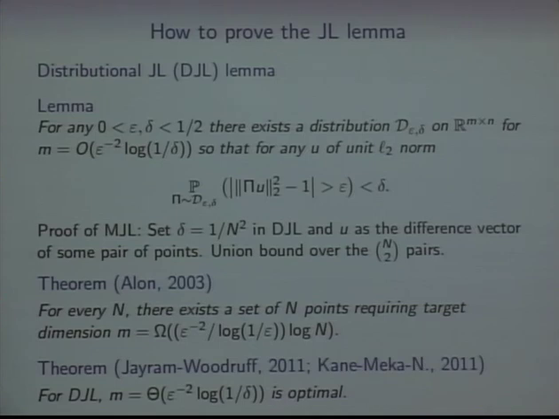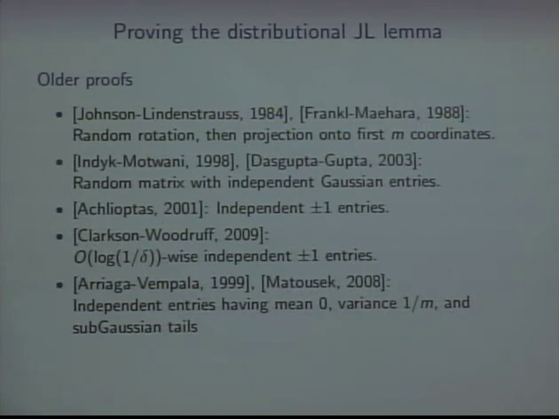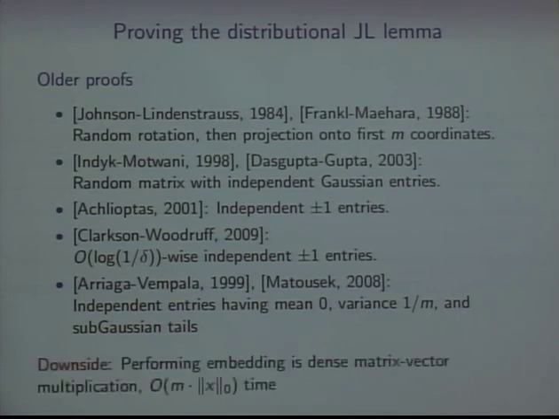So how do the proofs before work to come up with such a distribution? Basically, all these proofs before took a random matrix, a random dense matrix, like IID sign entries or IID Gaussians, and showed that that gave the distributional JL that I talked about on the last slide. The downside is that if you use these dense matrices, then doing the embedding is dense matrix vector multiplication, and it takes you the following amount of time. I'm using the 0 subscript to denote the support size of the vector, right? So m times the support size of the vector.